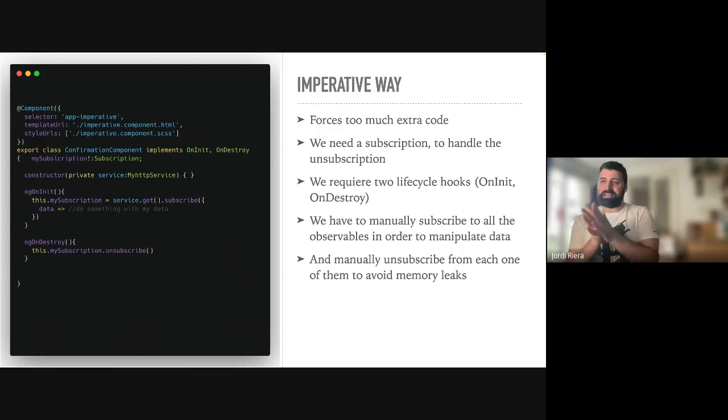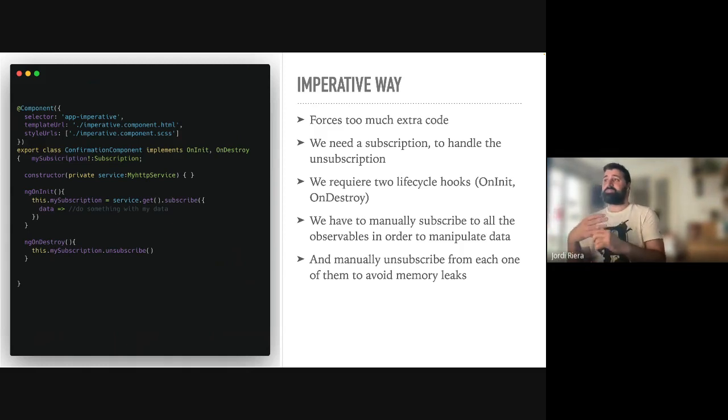So this has a few cons. One is it forces too much extra code, as you can see. There's lots of things to do. And this is only one subscription. Imagine you have 3, 4, 5 subscriptions. You will need to declare each one of them and unsubscribe each one of them. That's not scalable, and also very error prone. You're raising the probability of making errors the more lines of code you need to write.